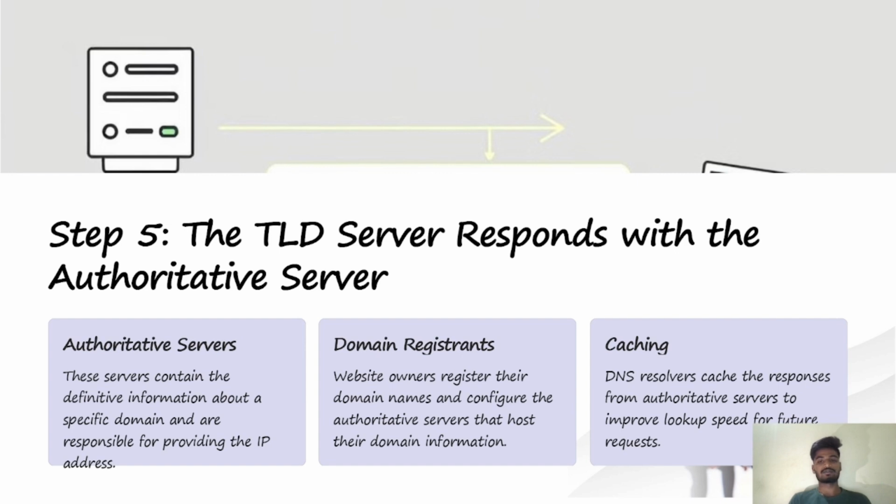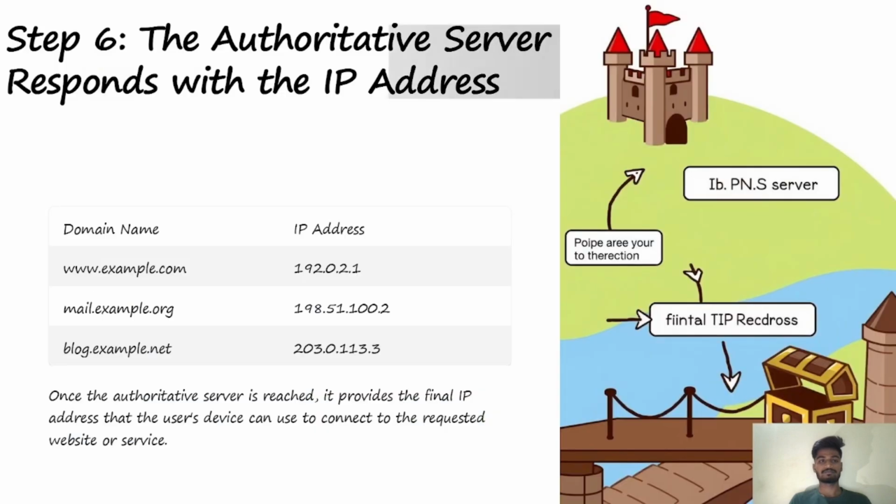Step 5. The TLD server responds with the authoritative server. Authoritative servers. These servers contain the definitive information about a specific domain and are responsible for providing the IP addresses. Domain registration. Website owners register their domain names and configure the authoritative servers that host their domain information. Caching. The DNS resolver caches the responses from authoritative servers to improve lookup speed for future requests.